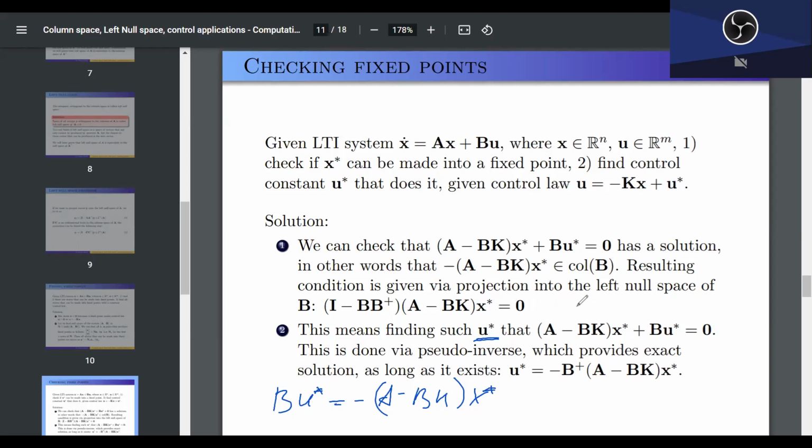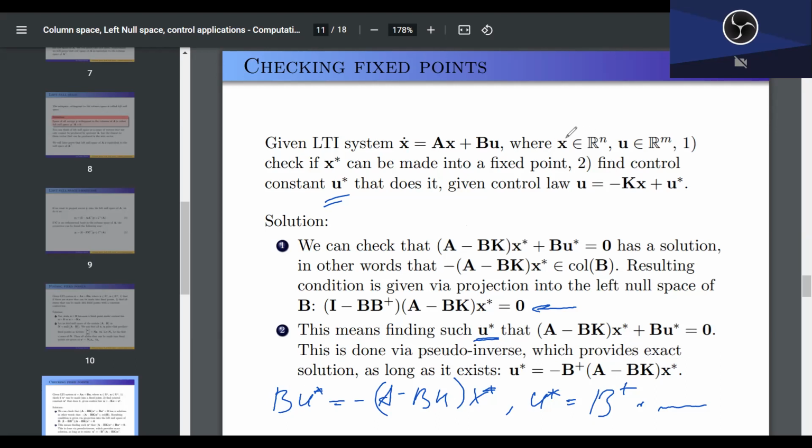Since this condition proves that it has a zero residual solution, or it will prove that such u doesn't exist, one of the two. If this condition checks, then simply doing the least squares, so saying B pseudo-inverse times the right-hand side, gives us a solution, and that's exactly what is written here.